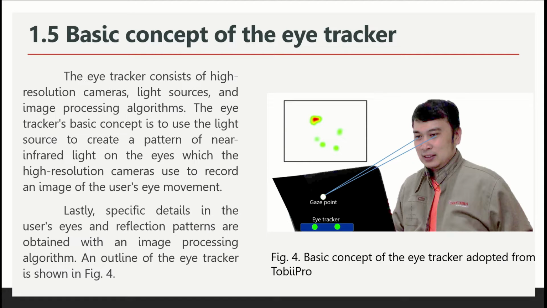Basic concept of the eye tracker. The eye tracker consists of a high-resolution camera, light source, and image processing algorithms. The basic concept is to use the light source to create a pattern of near-infrared light on the eyes, with a high-resolution camera used to record an image of the user's eye movement. Lastly, specific details in the user's eye and reflection pattern are obtained with an image processing algorithm. An outline of the eye tracker is shown in figure 4.